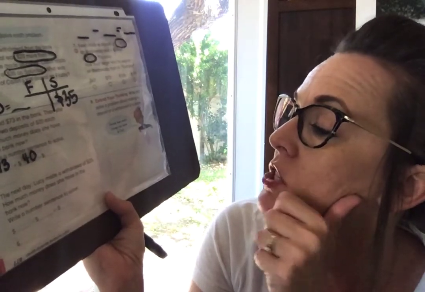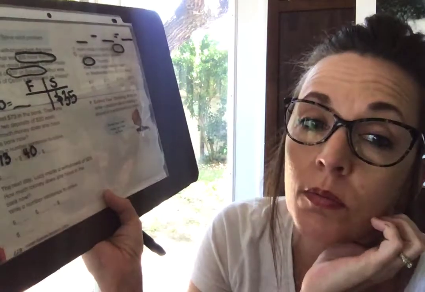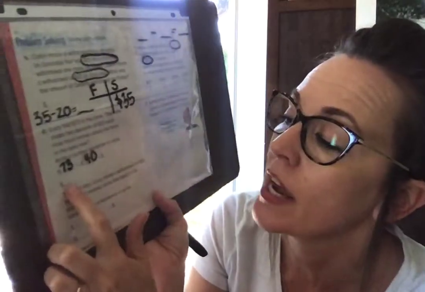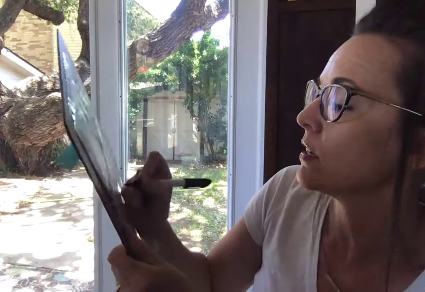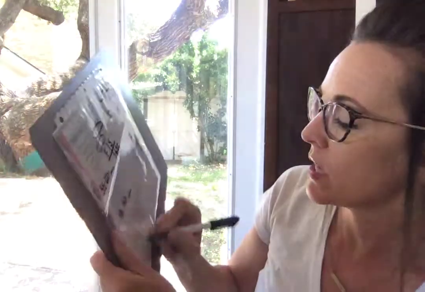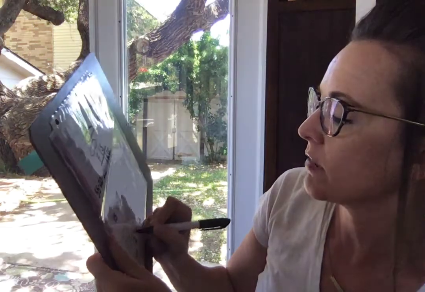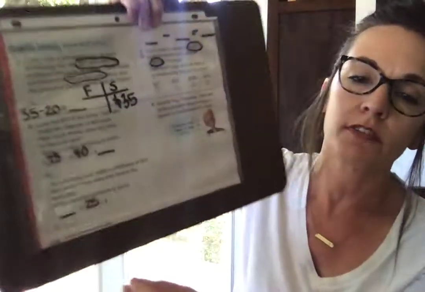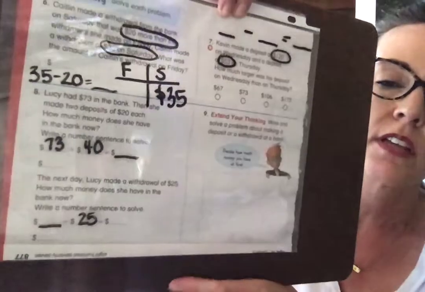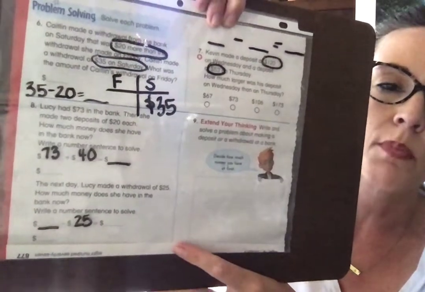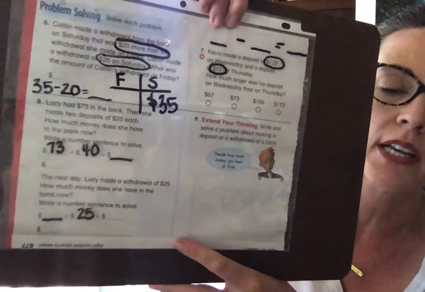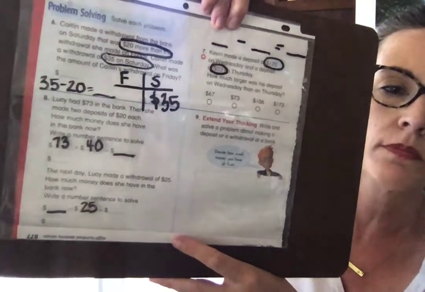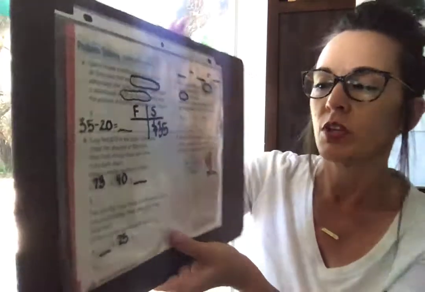How much money does she have left in the bank now? Well, we have to take how much money she had, whatever you find here, and then we're going to take away 25 because she took away 25 to find out how much she has left. This is a two-step problem. Y'all remember practicing those multi-step problems, don't you? We do them all the time.